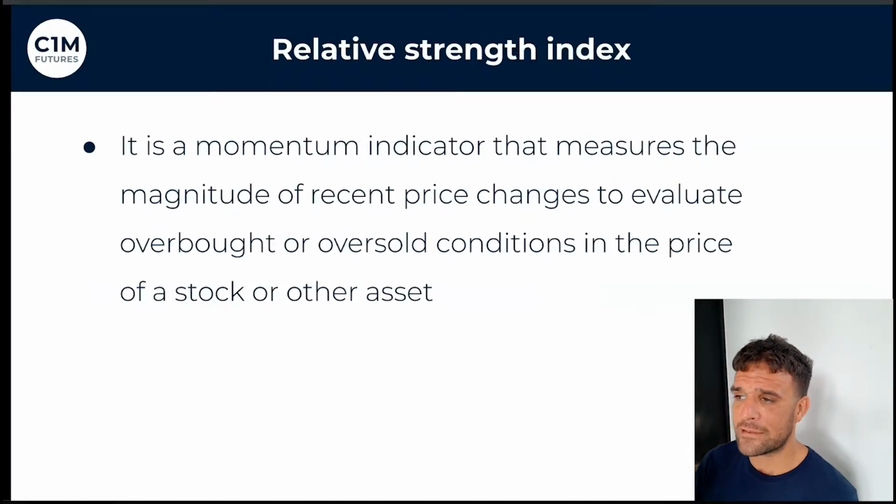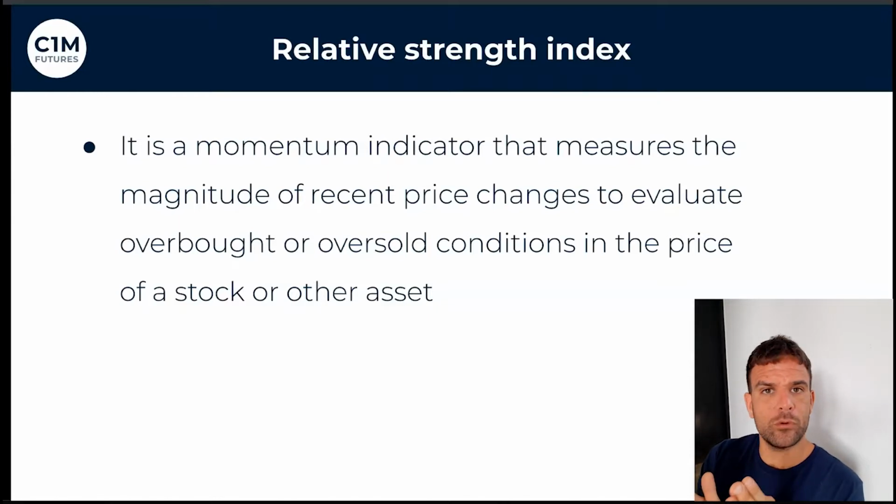So let's start with the relative strength index, which is a momentum indicator that measures the magnitude of recent price changes to evaluate overbought and oversold conditions in the price of a stock or other asset. How does it do this? Well, when we go onto Binance, you'll see in the settings we use a length of 14. So this goes off the previous 14 lengths. What I mean by that is if you are looking at 1 hour candles, it's based off the previous 14 hours. If you're looking at day candles, it's based off the previous 14 days.